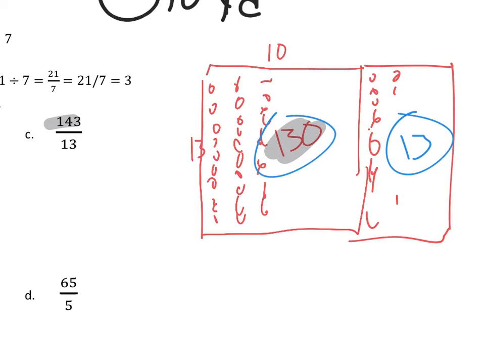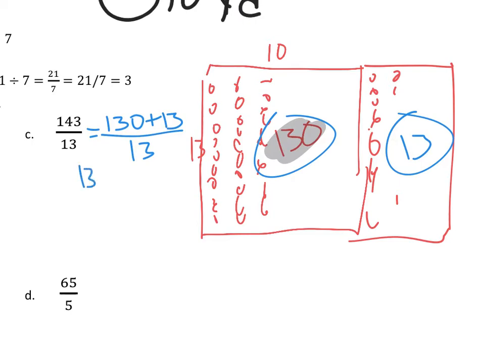So let's think about how we can break this up. Maybe a better way to do this, instead of just doing the whole 143 broken up to 13, we can break up 143 into 2 easy numbers. And I'm going to break it up into 130 plus 13. Okay. Why did I break it up? Because I can divide 130 by 13. That's easy. I can divide 13 by 13 easy.